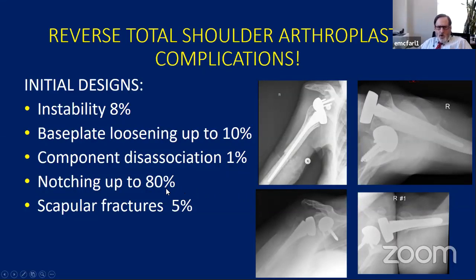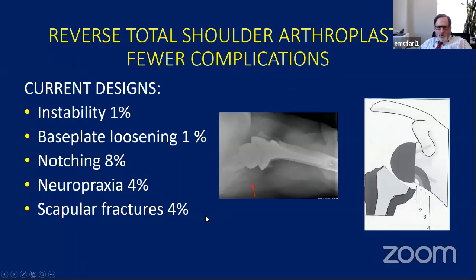Notching early on was a big problem. Scapular stress fractures were a big problem. Fortunately, in the current designs, instability is much less now, about 1%. Base plate loosening is about 1%. Notching, it's controversial whether notching is a problem or not long term. Obviously, the less you have, the better. Once the notching gets up to where it's below the screws or above the screws, that's a concern, obviously. But even then, sometimes, even though they look like they're going to fall out, the patients don't have pain and it's not loose.